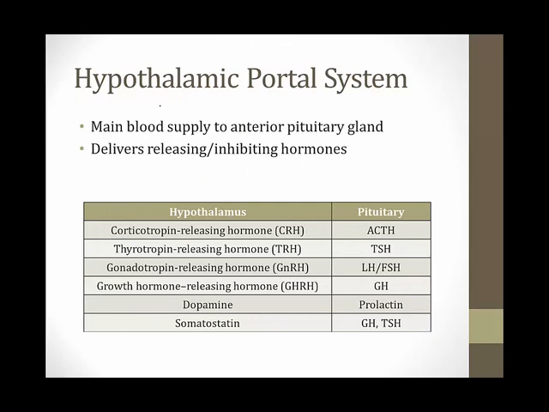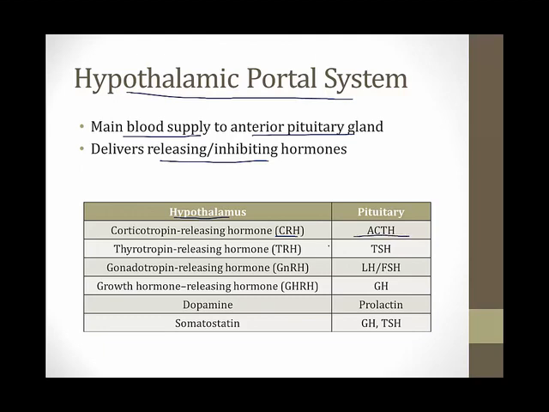There is a blood supply that connects the hypothalamus to the anterior pituitary gland called the hypothalamic portal system. This is the main blood supply of the anterior pituitary gland, and it delivers releasing and inhibitory hormones directly from the hypothalamus to the anterior pituitary. So for example, there is a hypothalamic hormone called CRH, or corticotropin releasing hormone, which will go through the portal system to the pituitary and stimulate the release of ACTH.